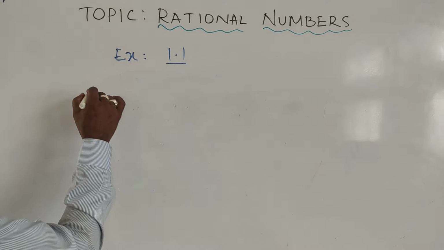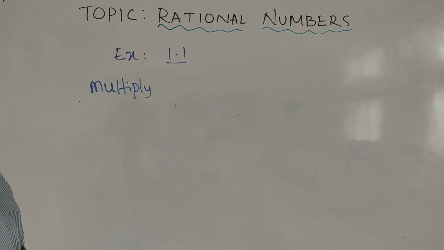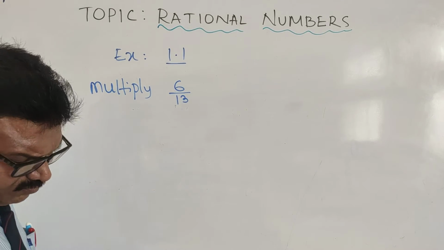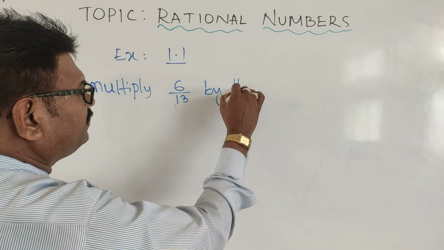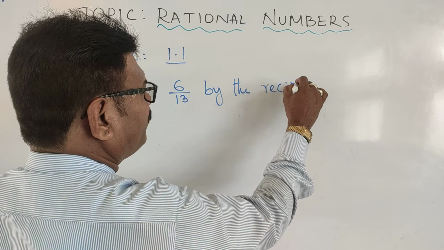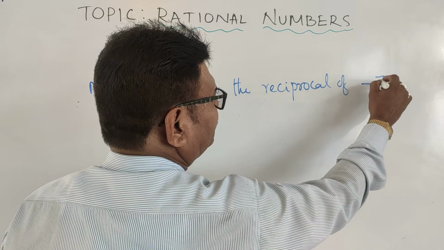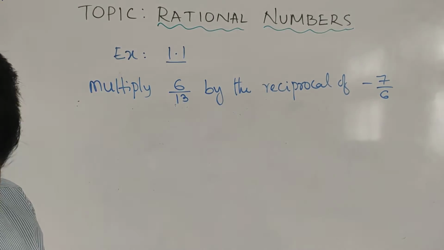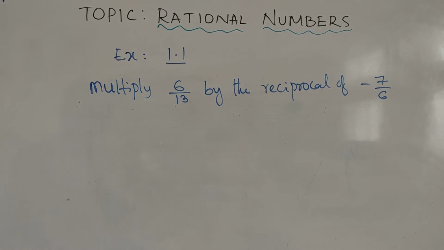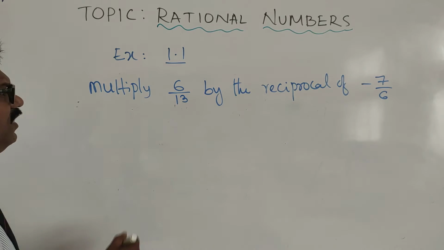Sixth question. Multiply 6 by 13 by the reciprocal of minus 7 by 6. So very simple. You see now, multiply 6 by 13 by the reciprocal of minus 7 by 6.